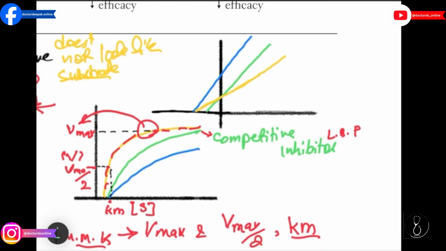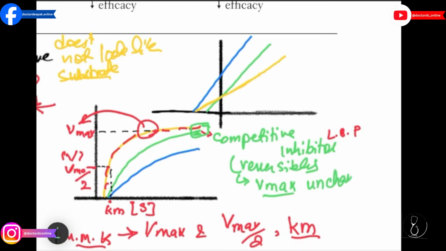Competitive inhibitors. In competitive inhibitors, there are two types, reversible or irreversible, but now we are only studying the reversible. If you focus here, the green line and the orange line go the same way. Okay, there is no distinction, they are touching each other. So this point is the Vmax. So we can say the Vmax will be unchanged.